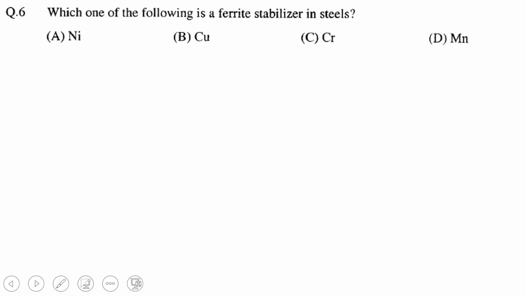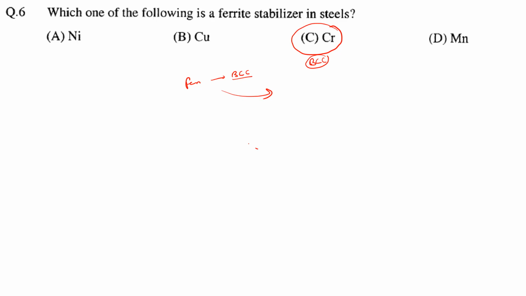Which one of the following is a ferrite stabilizer in steels? So ferrite stabilizer, that means ferrite is your BCC, right? So always remember that a BCC is stabilized when we add another BCC. So here it is your chromium. It has got BCC structure and it stabilizes this ferrite.